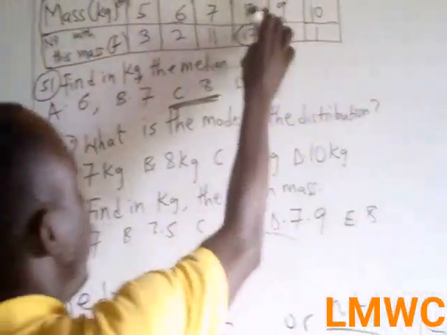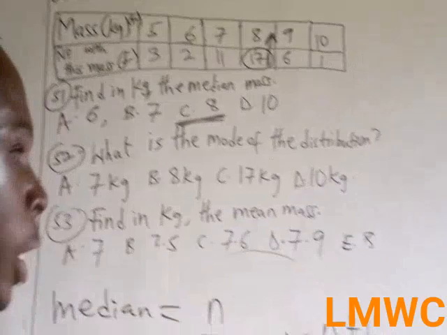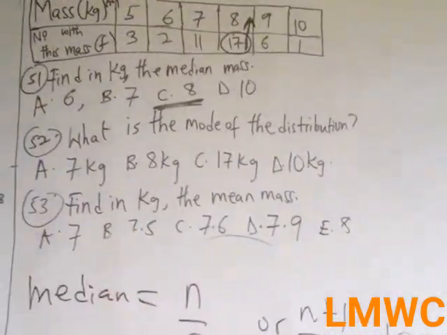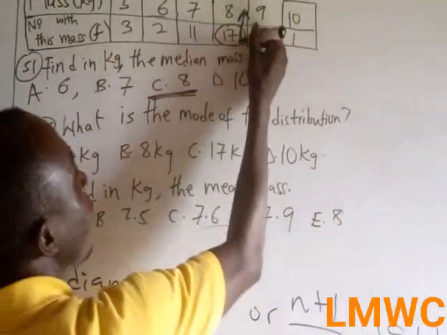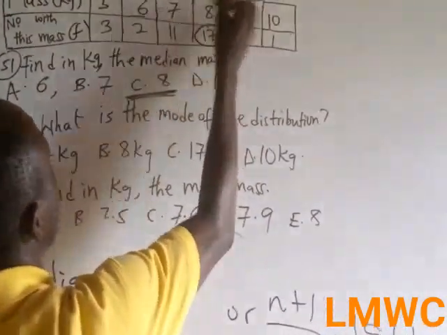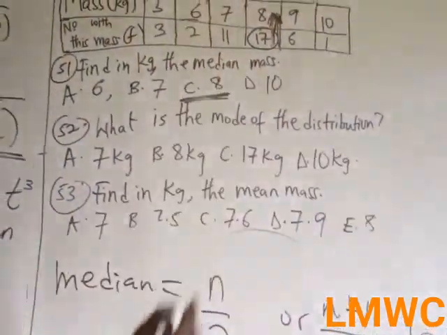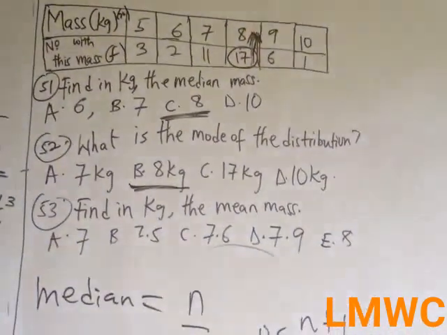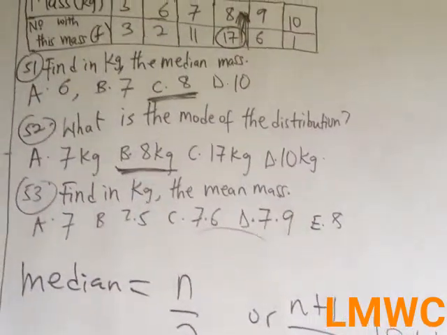And we don't choose the frequency as our mode. If you are not careful, you choose 17. It's not true. You match the 17, you trace it to the mass. We are having what? 8. The mode too is 8. Take note.